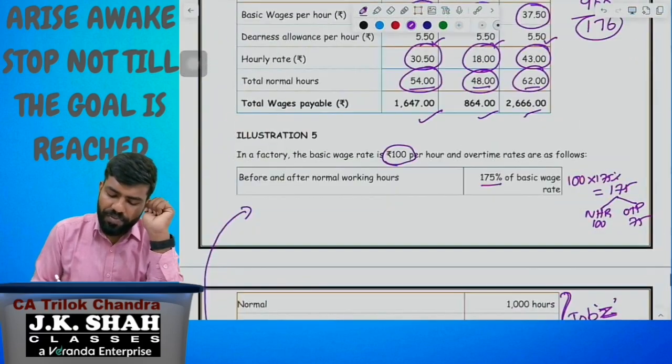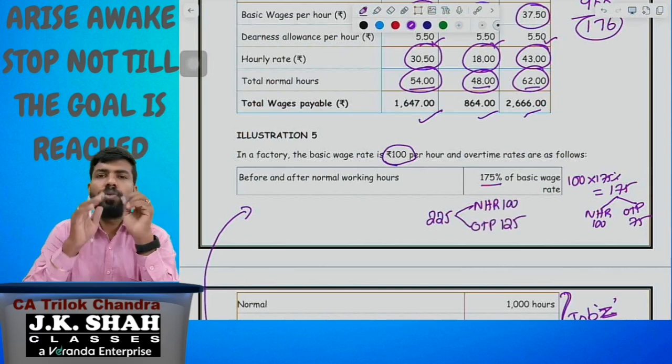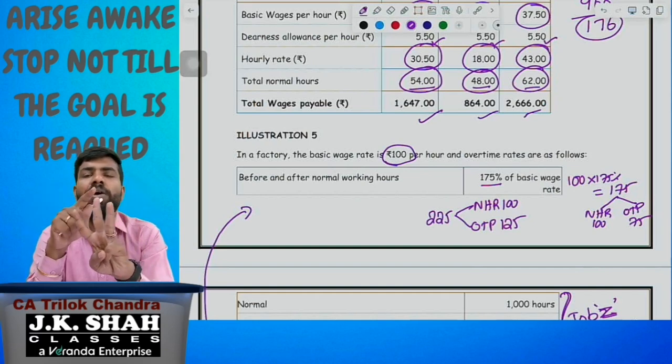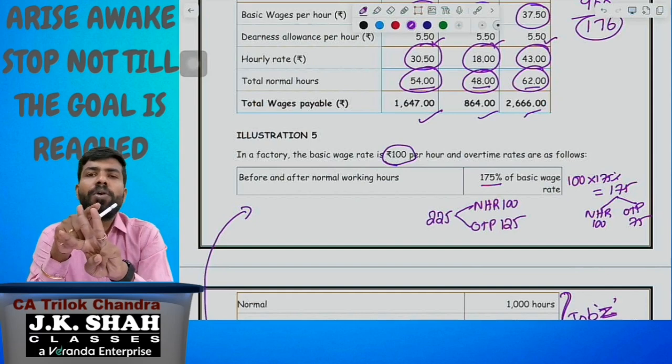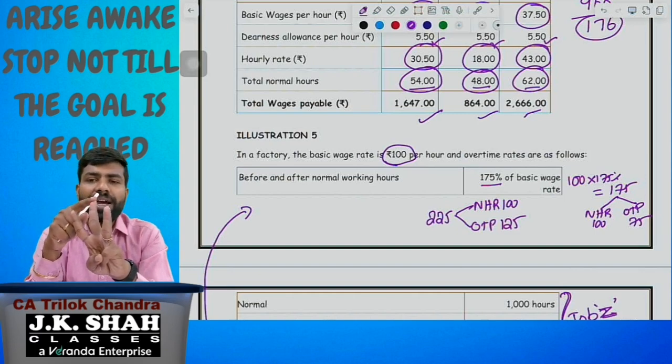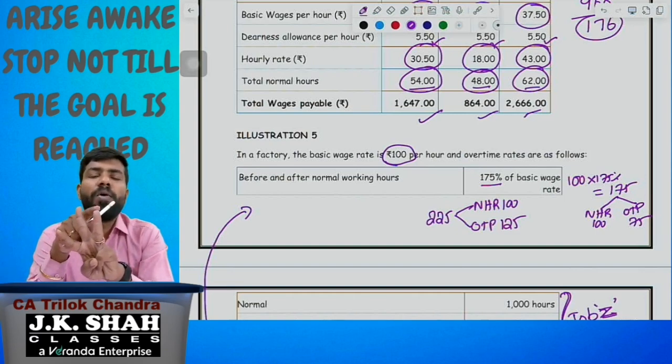When it comes to 225, two categories: normal hourly rate of 100 rupees, overtime premium of 125 rupees. So this is about the hourly rates. There are three hourly rates: normal hourly rate, overtime hourly rate for working before and after working hours, and overtime hourly rate for working on Sundays and holidays. Normal hourly rate, 100 rupees; overtime hourly rate before and after working hours, 175; overtime hourly rate on Sundays and holidays, 225 rupees.